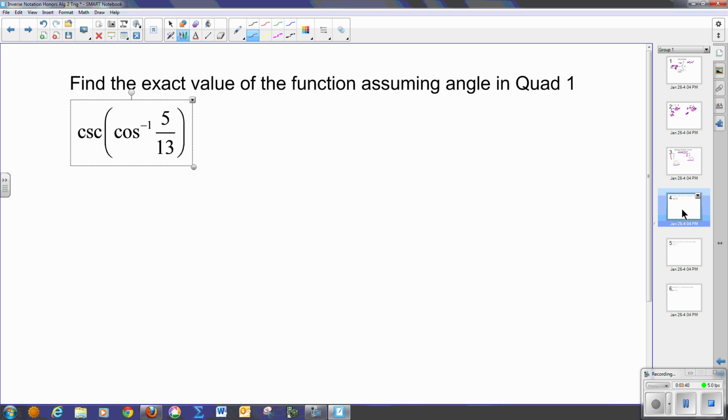Now, let's move away from that. We're going to take a look at trying to find an exact value of some function without a calculator. We could do this with the calculator just by hitting the inverse cosine of 5/13, and then taking the cosine of that, and we get some kind of decimal approximation. But this problem asks you to find the exact value. All right. So we have the cosecant of the inverse cosine of 5/13. I have no idea where 5/13 is on my unit circle. I know that ratio could be found either in quadrant 1 or quadrant 4.